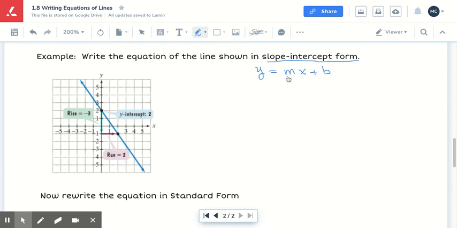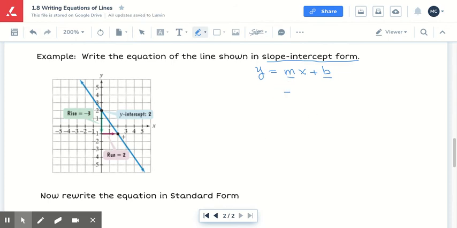And in order to write this equation, I would need to have numbers for the m and for the b. So if I can get those just from looking at the picture, then that's what I want to do. So for my slope, I can see on the picture that it is negative. It is falling from left to right, so I know it's going to be a negative number.